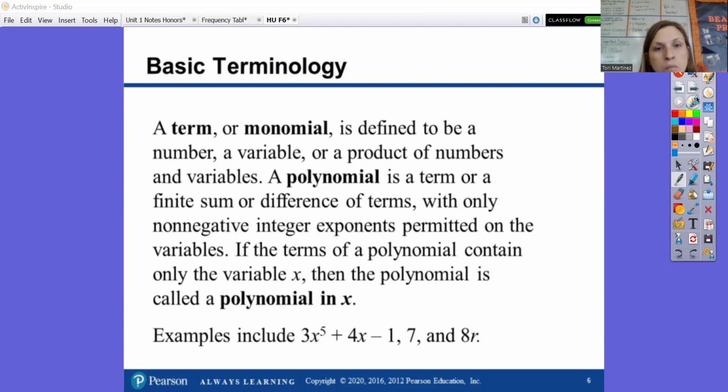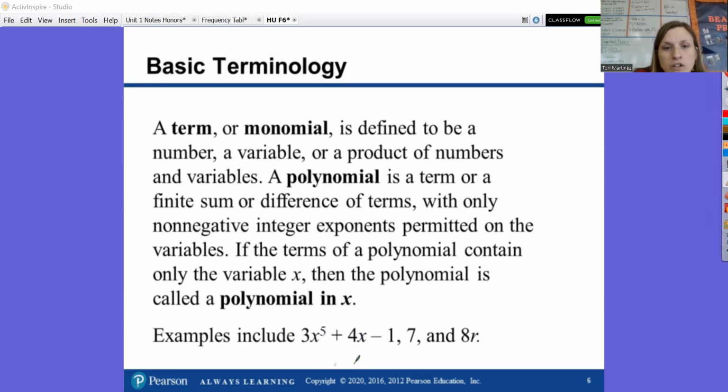Basic terminology: a term or a monomial is defined as a number, a variable, or a product of those. A polynomial is the sum or difference of multiple terms using non-negative integer exponents, which correspond to a degree. A polynomial could be x squared minus 9, 2x plus 5, or 1 minus x. They're all polynomials. We have to have an integer as an exponent. You can't have any negative exponents, fractional exponents, nothing like that.